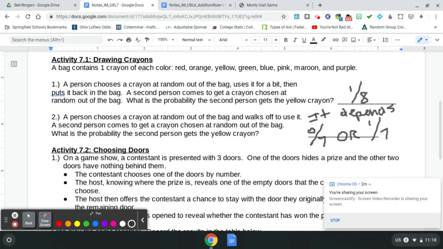The point is, we don't know. We have no idea what that second person's probability is because we have no idea what the first person did. So, therefore, the second person's probability depends on the first person's choice. And that's your introduction into independent versus dependent events.